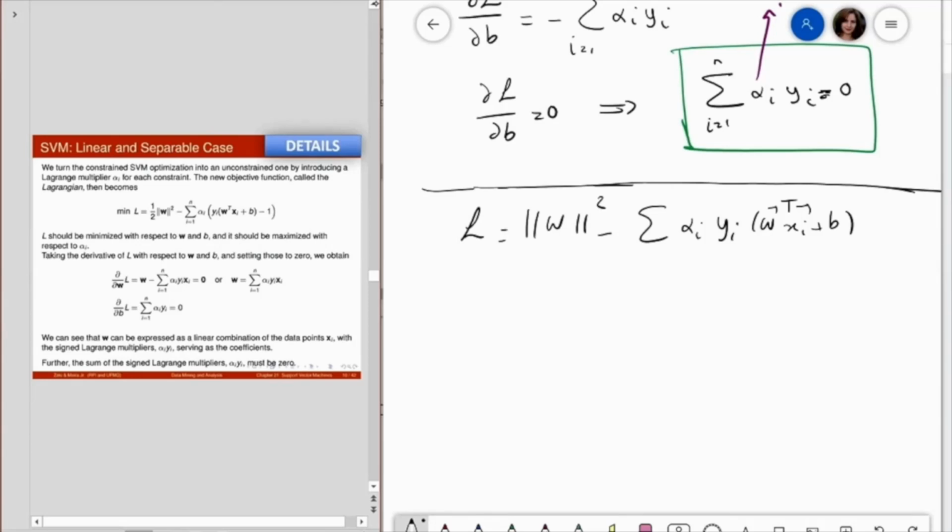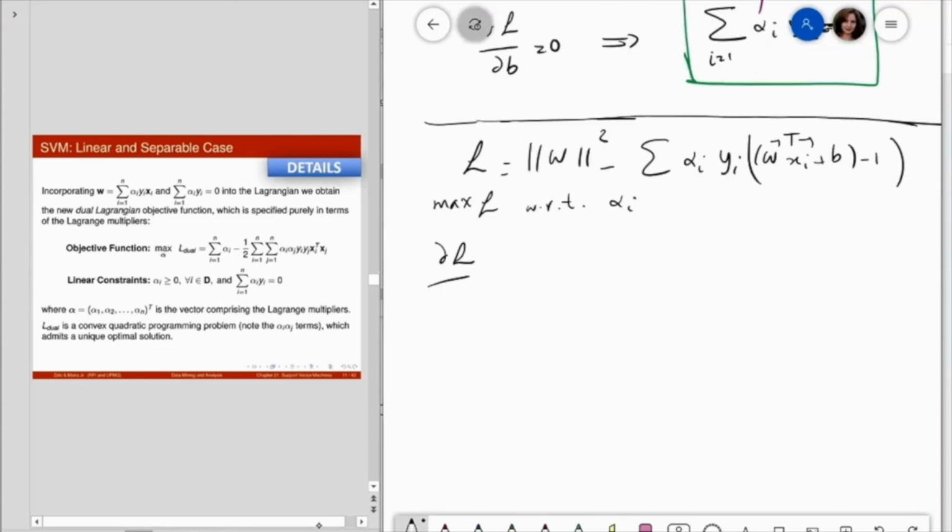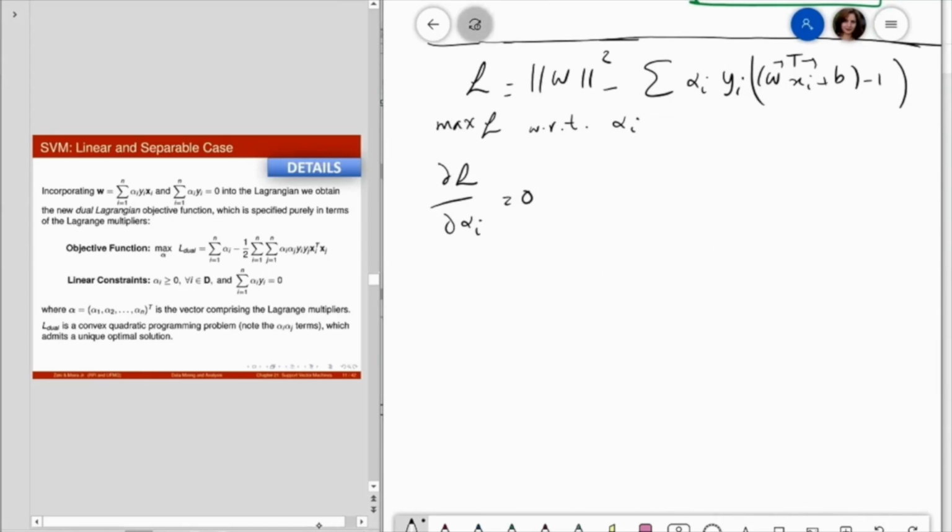So we have here this L, and we have to maximize L with respect to alpha i to get the optimum value for alpha i. Now, what is the optimum value for alpha i? Again, we can take the derivative of L with respect to alpha i and set it to 0, right? If I do that, I will have something that has W in it.